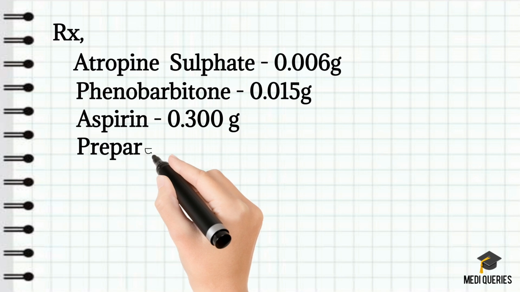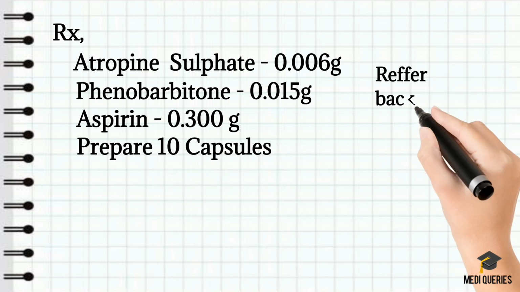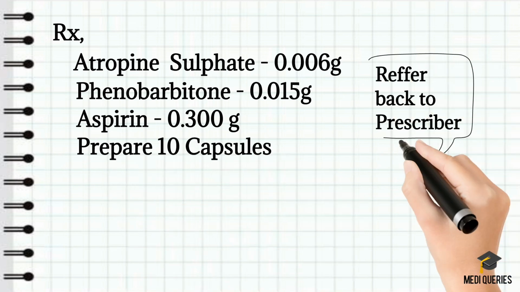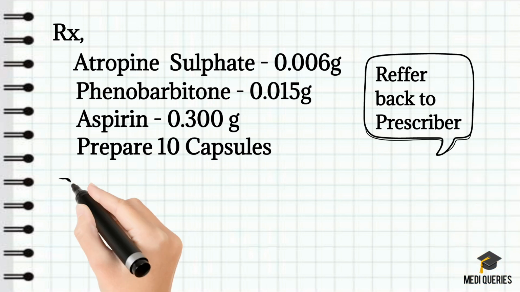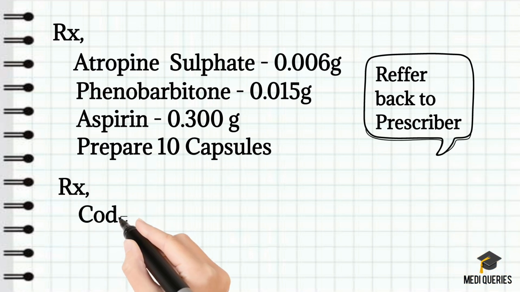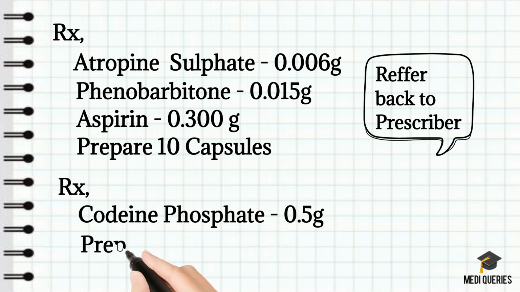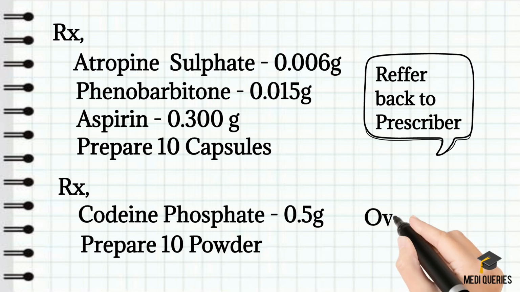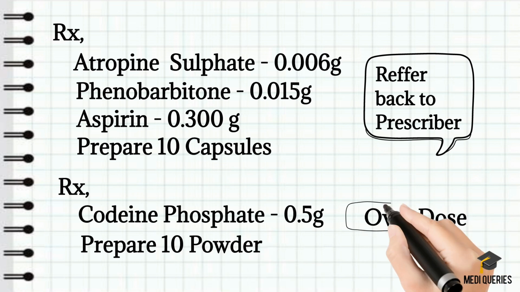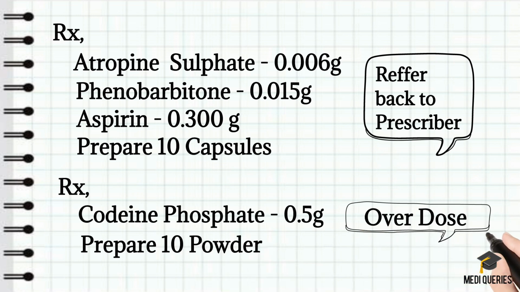In this it has atropine sulfate, phenobarbital and aspirin, prepare 10 capsules. So this is the prescription given to the pharmacist. In this prescription, the quantity of atropine sulfate in each capsule is more than its maximum recommended dose. So the prescription is referred back to the prescriber to correct the overdose of atropine sulfate.